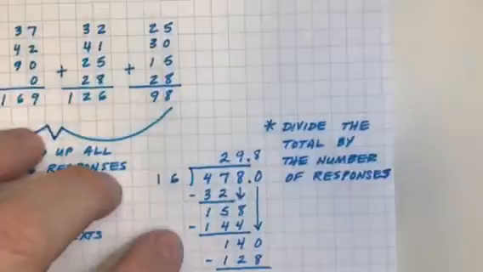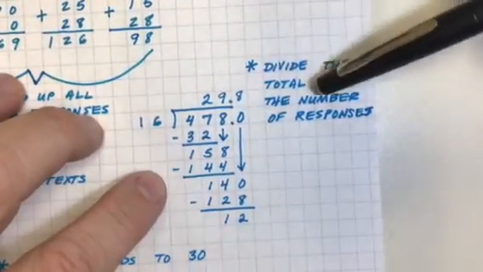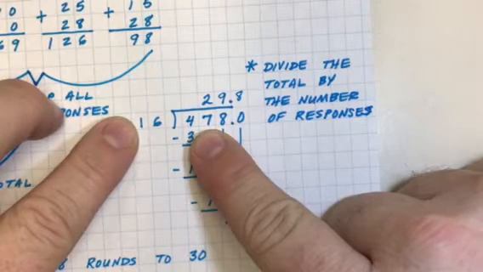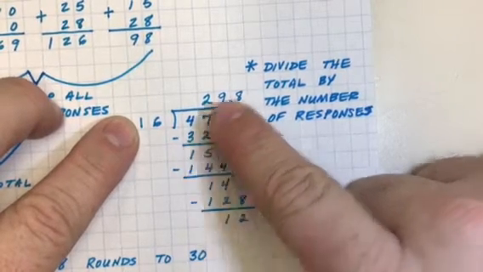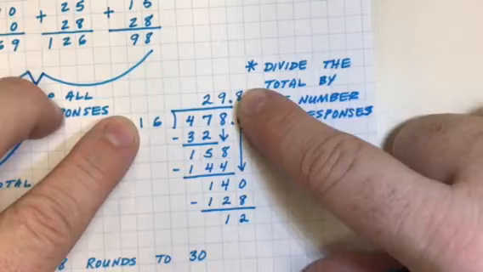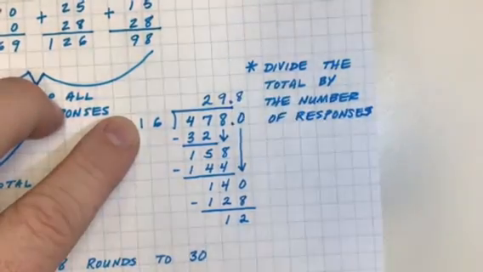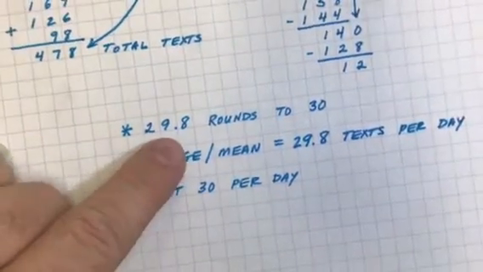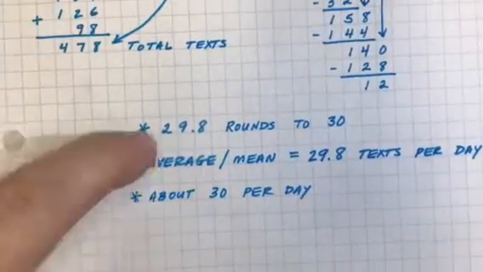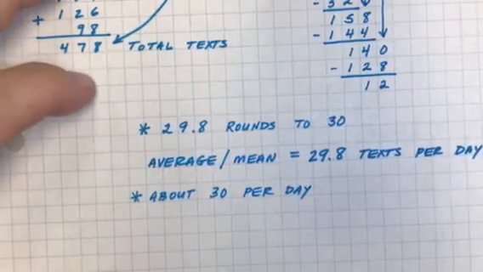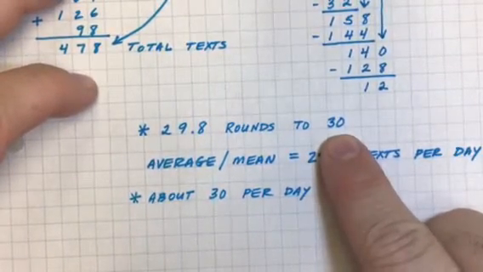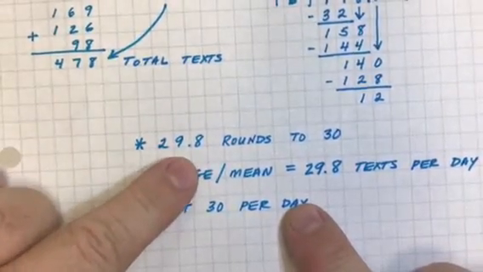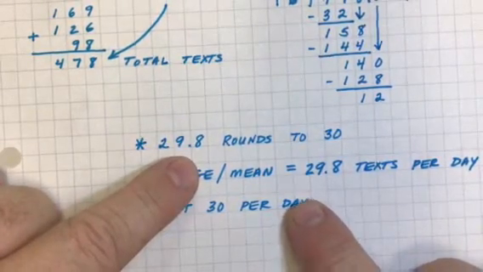And then over here, you'll see where the next step is to very simply take that 478 and divide it by the total number of 16 people who responded. And that gets us 29.8. We don't really send 0.8 of a text, but it rounds to 30. So we would probably say that it's about 30 per day. But the actual math answer, if we were going to get technical, we could use that decimal, 29.8.